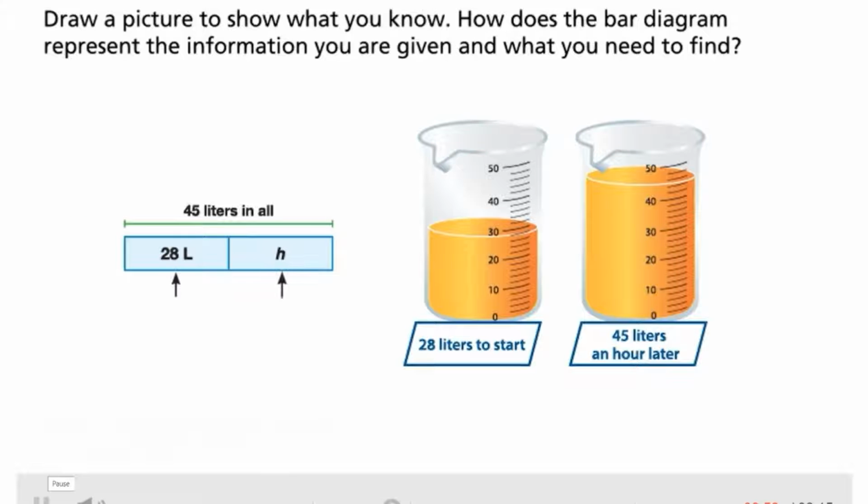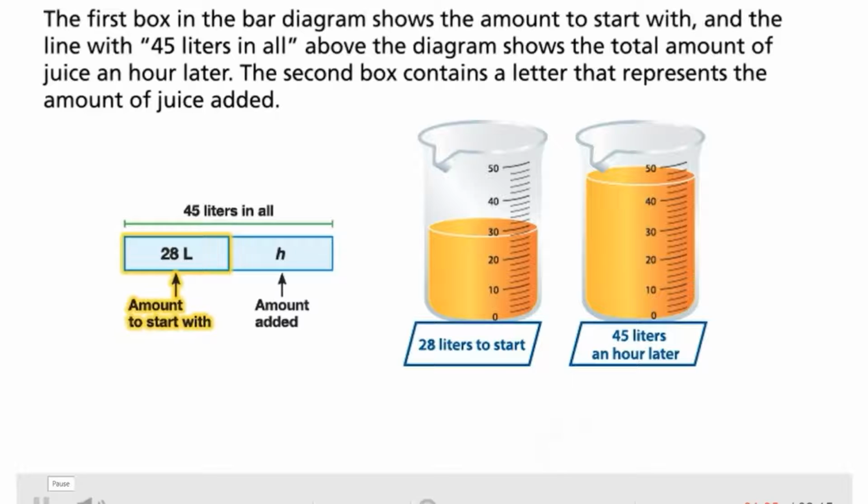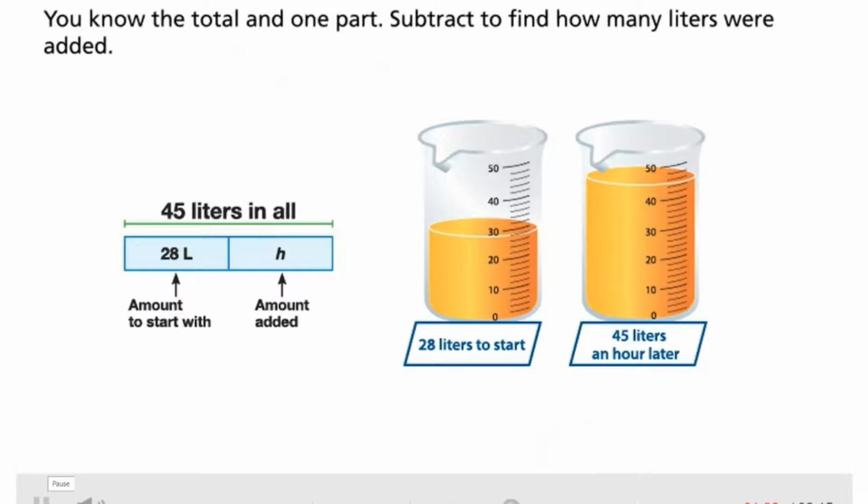How does the bar diagram represent the information you are given and what you need to find? The first box in the bar diagram shows the amount to start with, and the line with 45 liters in all above the diagram shows the total amount of juice an hour later. The second box contains a letter that represents the amount of juice added. You know the total and one part. Subtract to find how many liters were added.